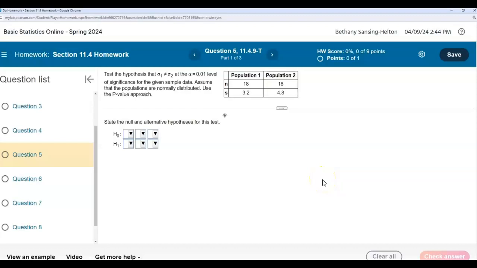Testing the hypothesis that the standard deviation of population 1 is different than the standard deviation of population 2. So the null hypothesis is that the standard deviation of 1 equals the standard deviation of 2.